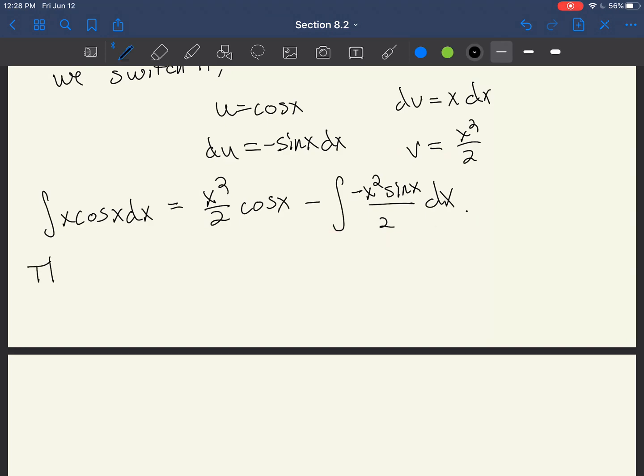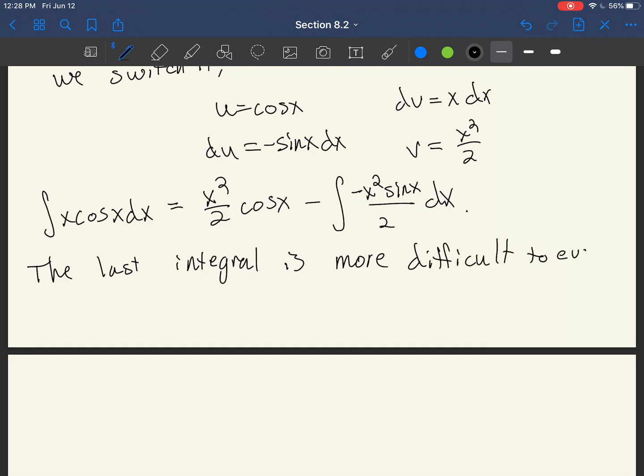And this last integral is more difficult to integrate or evaluate. It went from having a simple x to having a complicated x squared. So our choice of u was wrong.